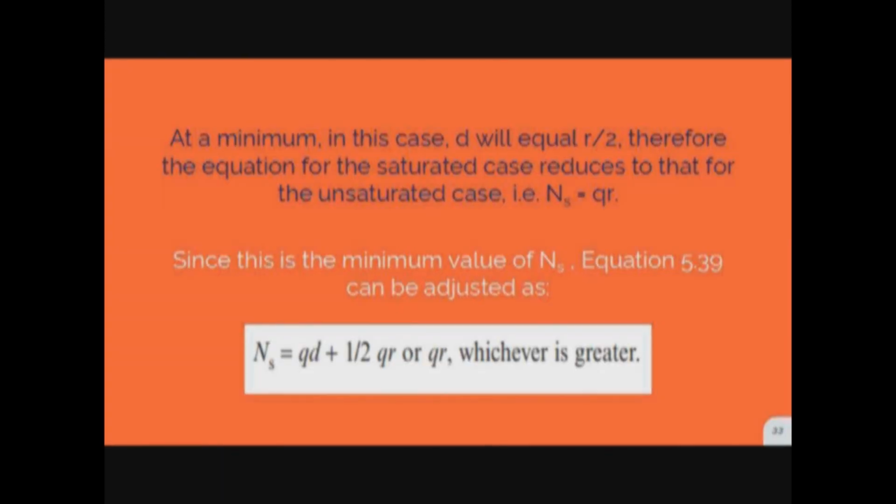So at the minimum, in this case, D will equal R over 2. Therefore, the equation for the saturated case reduces to that for the unsaturated case, especially N sub S is equal to QR. Since this is the minimum value of N sub S, equation 5.39 can be adjusted as N sub S is equal to Q times D plus 1/2 QR or QR, whichever is greater.